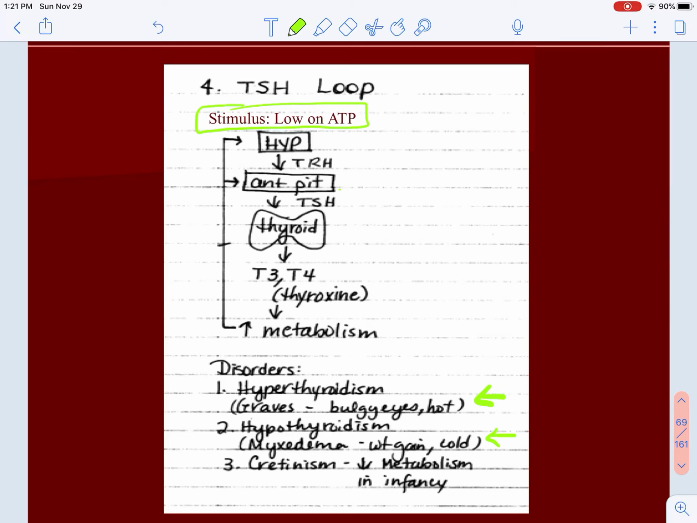So those two, you should know both of the names: hyperthyroidism, Graves', and myxedema for hypo. Cretinism is when the thyroid is not functioning in an infant who is born without a functioning thyroid, and that quickly, within months, can cause mental retardation because their body is not getting the ATP that it needs to function.